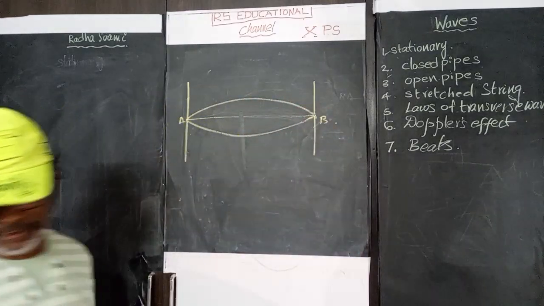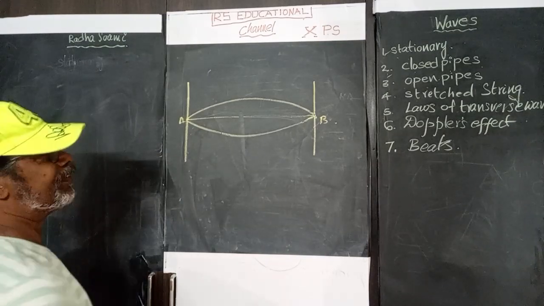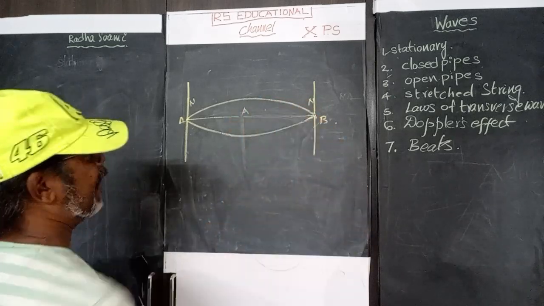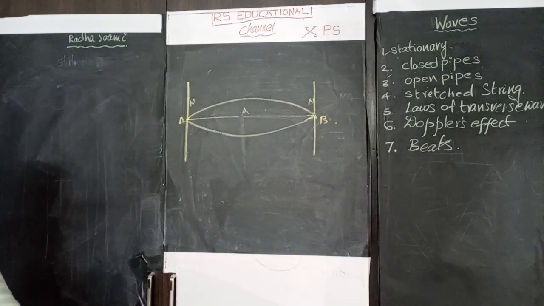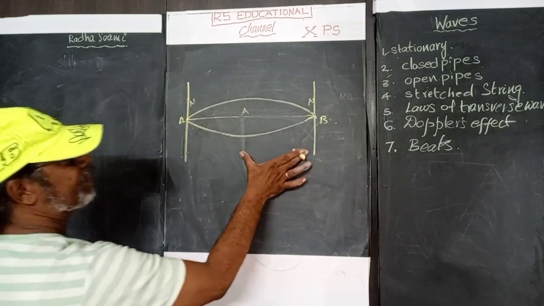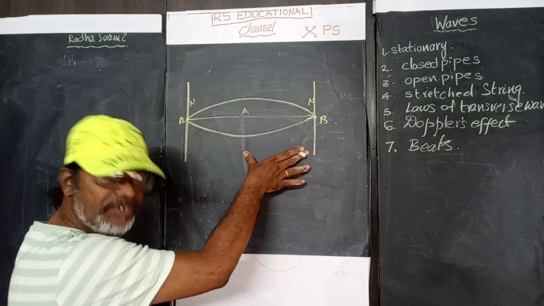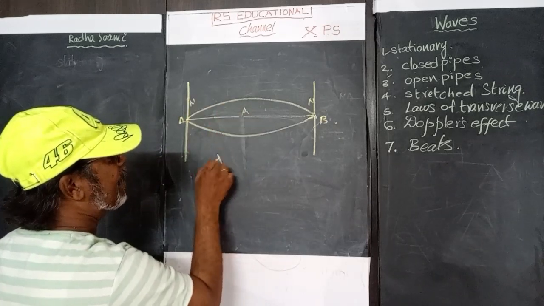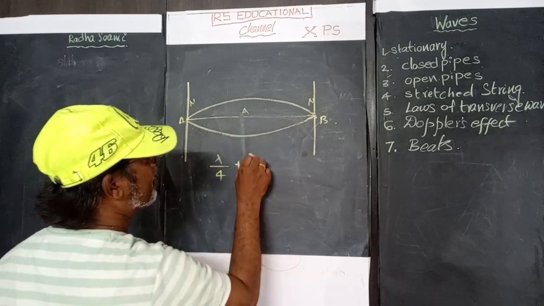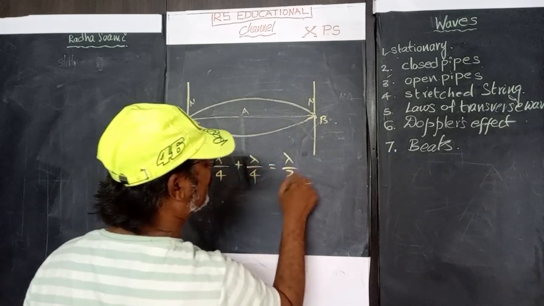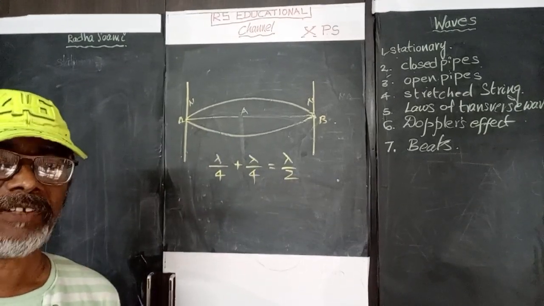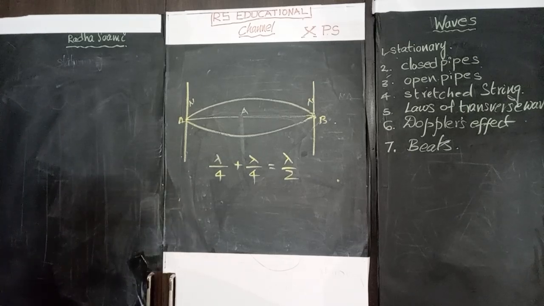Yes, it vibrates. Then what do you observe? This is node and this is node. This is antinode. This is the stretched string. So one loop, the distance of one loop in a stretched string is lambda by 4 plus lambda by 4, that is equal to lambda by 2. Lambda by 2. Do you have any doubt? Okay, understood. If you have any doubt, ask me. I will explain. Observe this one.